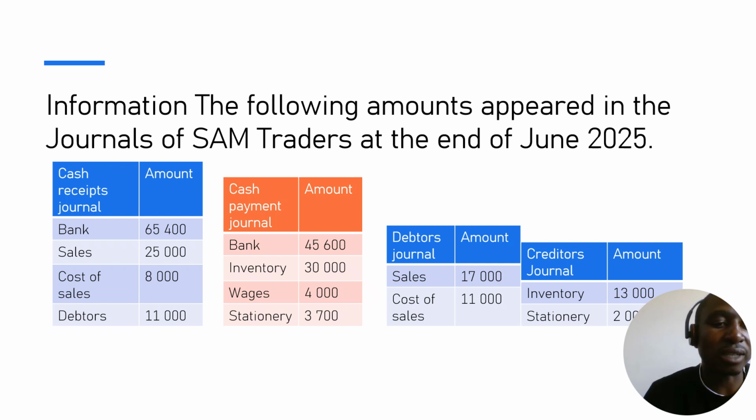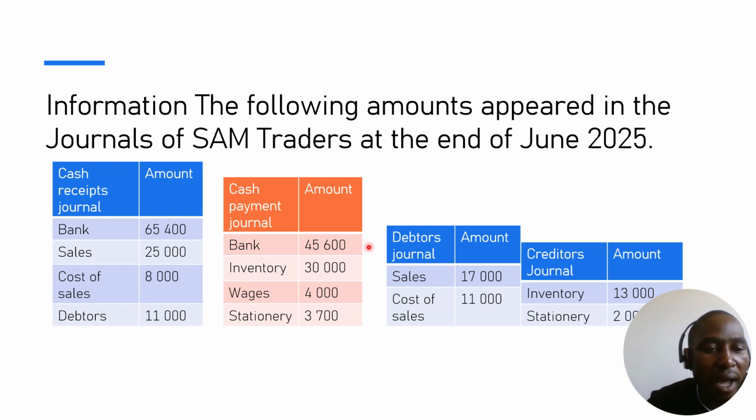Information from the CRJ is bank, sales, cost of sales, and debtors control. Information from the cash payment journal is bank, inventory, wages, and stationery. And information from the debtors journal is sales and cost of sales. And information from the creditors journal is inventory and stationery. So this is the information that we are given. So we must create the four accounts, that is bank, inventory, debtors control, and stationery.